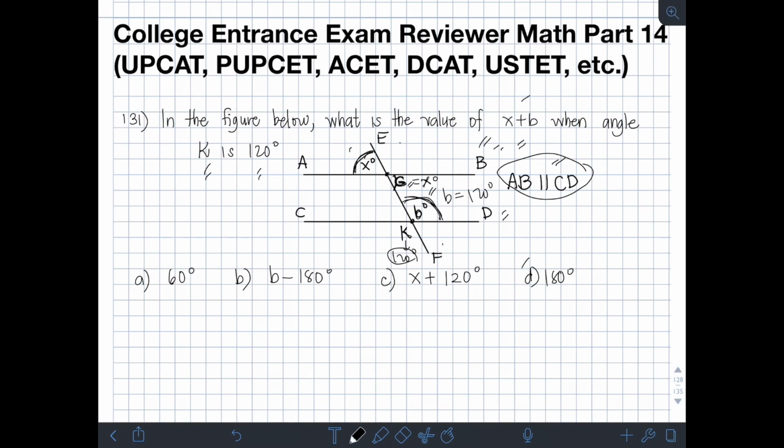So, kapag meron tayong parallel lines cut by transversal, yung same side interior angle is supplementary. Kasi same side interior angle, itong angle G tsaka itong angle B. Right? Ito yung transversal natin, nasa same side sila, which is interior, nasa loob, right? So, therefore, ang relationship natin is angle G plus angle B is equal to 180 degrees. Supplementary, right? But again, angle G is equal to angle X, so X plus B is equal to 180 degree. So, therefore, the answer is letter D.